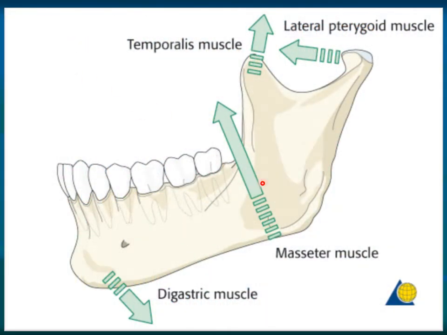مثل ما نشوف هذا الدايجرام، عندنا الماسيتر muscle، temporalis muscle، الاكشن مالتها هو closing the mandible، lateral pterygoid assist and aid in the lateral chewing movement, and the digastric muscle or the infrahyoid or suprahyoid muscle act as opening action for the mandible.